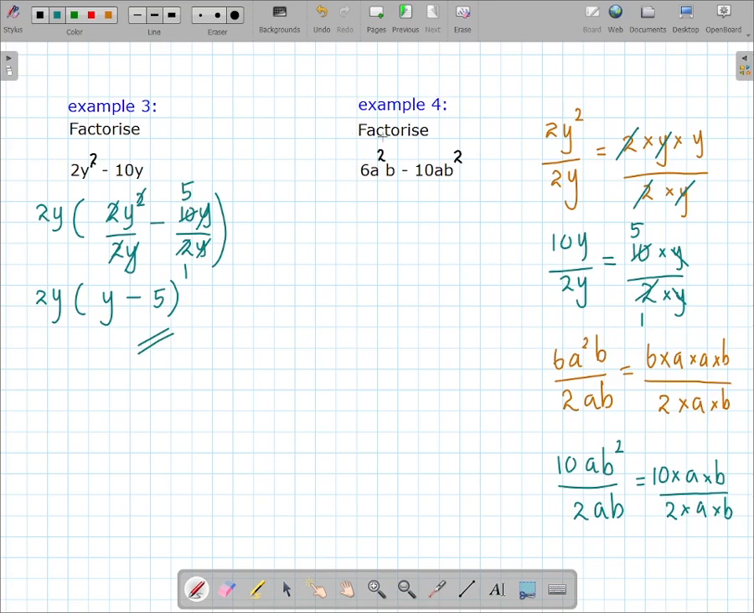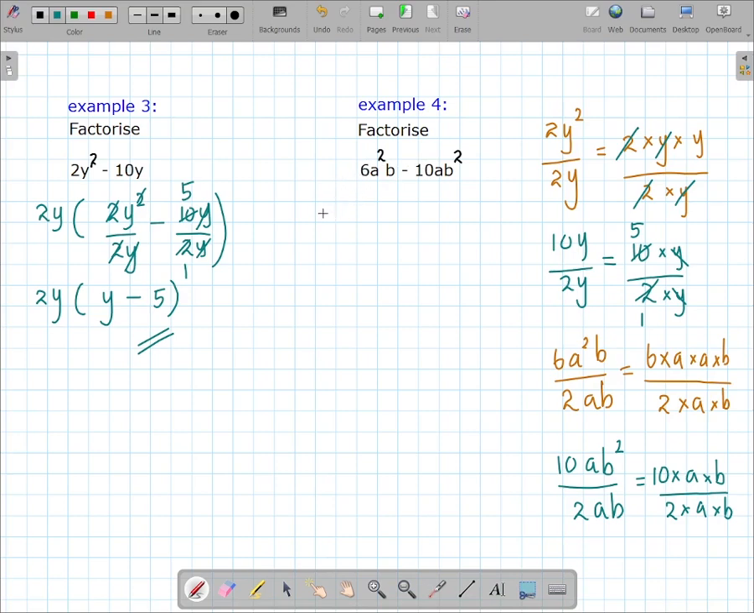Example 4. Factorize 6a squared b minus 10ab squared. First check the numbers 6 and 10. That means you can take 2 out. Always remember, when you take this number out, you have to take the HCF of the numbers out. What is the HCF of 6 and 10? That is 2. That's why I take 2 out.